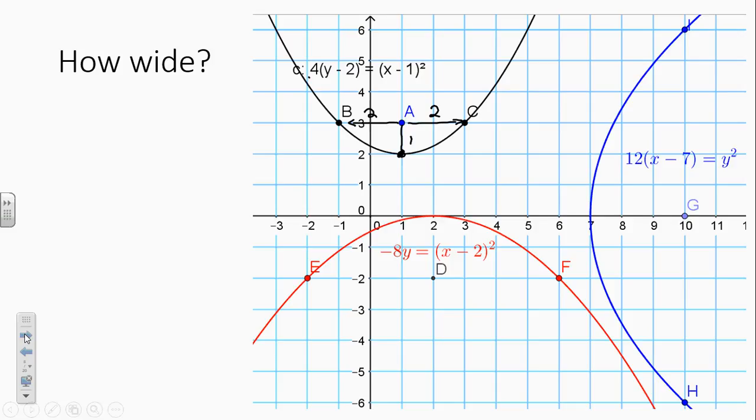Actually, let's look at the red one next. The red one has the equation negative 8y equals the quantity x minus 2 squared. Again, the x is squared, so it's a vertical parabola, but p is negative. If 4p is negative 8, what's p? 2. The vertex was 2, 0, and from this vertex we went 2 down to get to the focus. But how far over did we go? 4. So we're starting to see a pattern here.